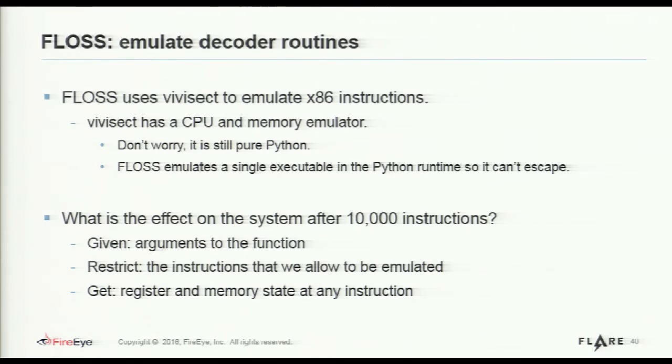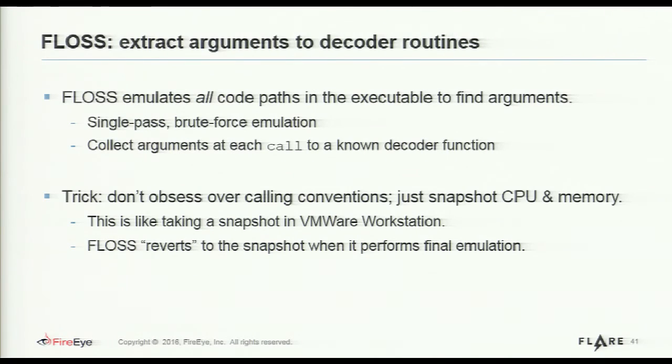In order to do this effectively, we need to know what the arguments are to the decoding function. So we need to do a bit more analysis on the binary, and that is to extract the arguments that might be passed to the decoding routine. I mentioned this earlier. The way we do this is essentially to brute force emulate the entire binary, to emulate every single instruction and every single basic block. The reason we do this is we're exploring all the code in order to find all the possible arguments to every decoding routine call. At each call to a known decoding routine, which is what we found during the heuristic stage, we take a snapshot of the CPU and the registers and the memory at that point in time. We can, from that snapshot, extract the arguments to the function. It's kind of like taking a snapshot in VMware Workstation. It allows us to jump back and forth to different places in the program at different states.